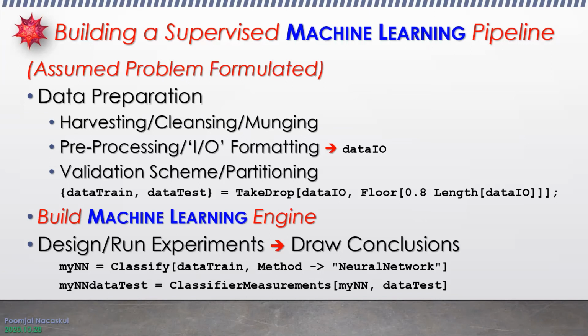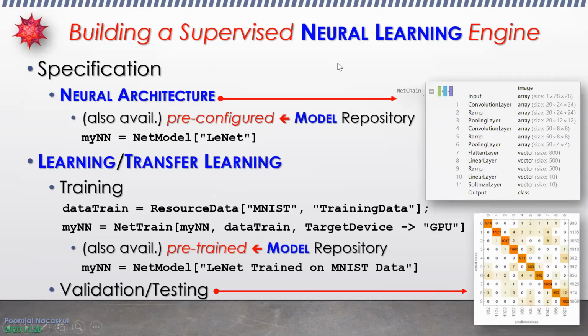Then you have to do validation, which I'm going to talk about, why you need that. But certainly you know about testing out of sample, right? The principle is to train on this data set and test on the other part. So in this case, I'm doing some kind of 80-20 split. Once I do that, then I build the machine learning engine. Run it, experiment, test, get results, draw conclusions. Then the next slide is to focus on this. But it's not just building a machine learning engine, it's building a neural learning engine. So it's more complicated.